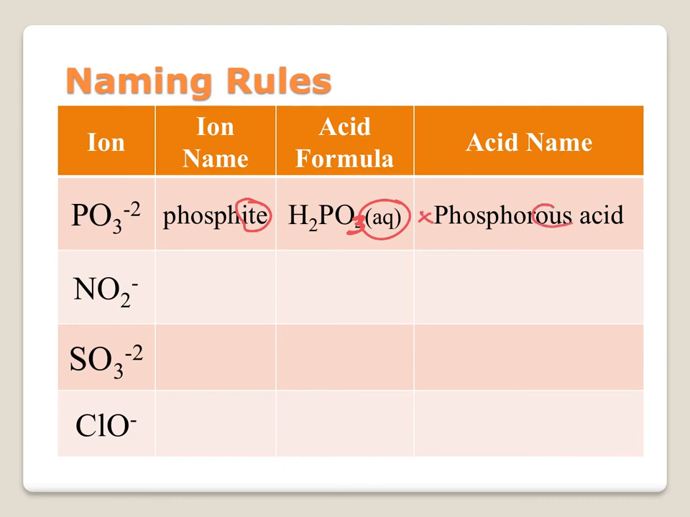The ending is ous. So ite becomes ous. Phosphite becomes phosphorous. And there's a few of them that are tricky, like phosphorous and sulfurous. Most of the others are pretty straightforward, because why isn't it phosphorite? I don't know. I didn't make it up. It's just how it is. So phosphite, but it is phosphorous acid.